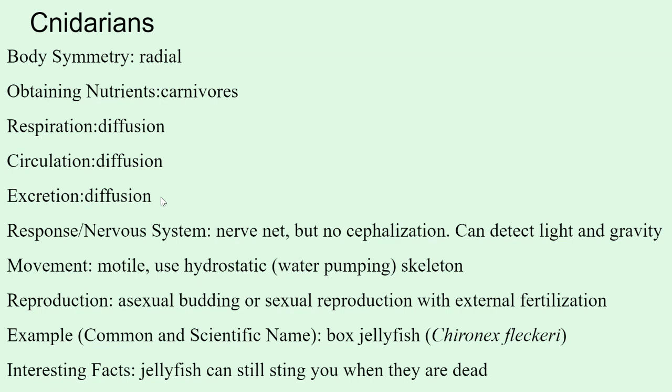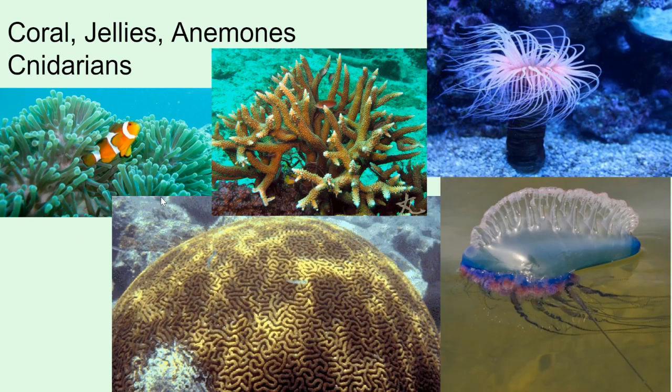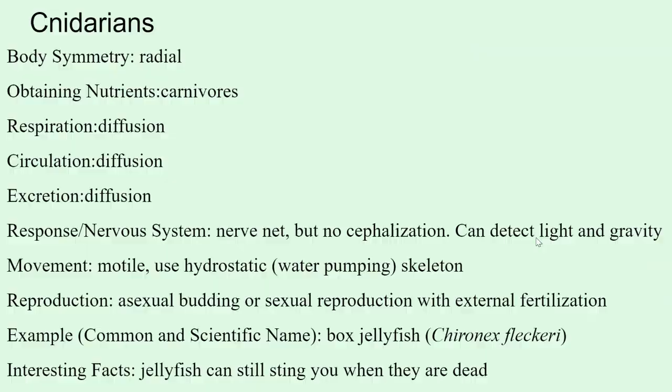And a lot of them that are motile use a hydrostatic skeleton, which means they just kind of pump water to help them move. Though some of them, like the anemones and the coral, are sessile and they don't move, many of the jellyfish are motile. They reproduce either asexually by budding or sexually through external fertilization.